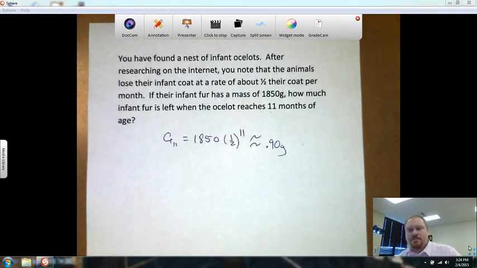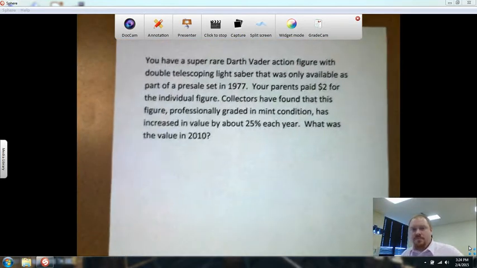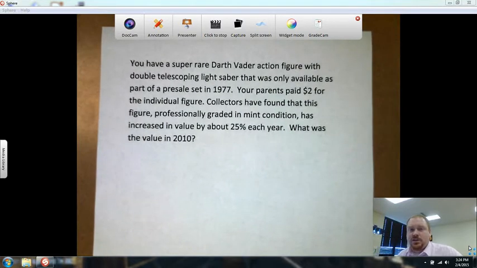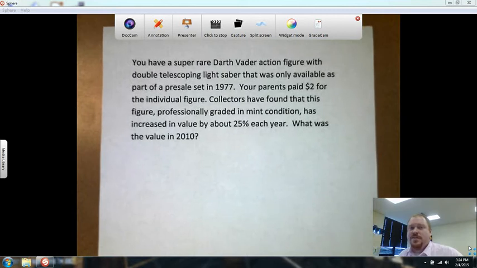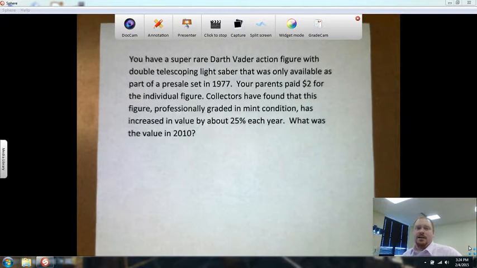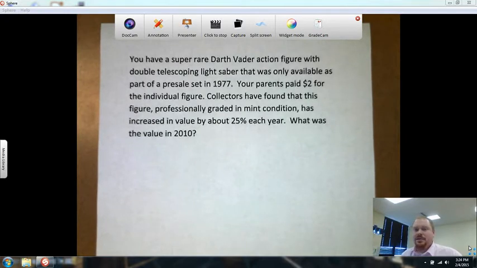Now, in another problem, this one applies when we have money involved. And we kind of dealt with one of these earlier. It says, you have a super rare Darth Vader action figure with double telescoping lightsaber that was only available as part of a pre-sale set in 1977. Your parents paid $2 for the individual figure back in '77. Collectors have found that this figure, when it's professionally graded in mint condition, has increased in value by about 25% each year. What was the value in 2010?